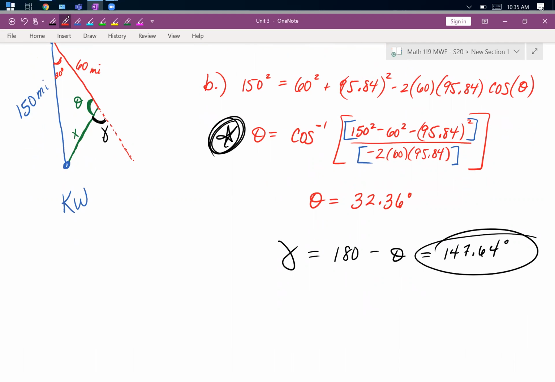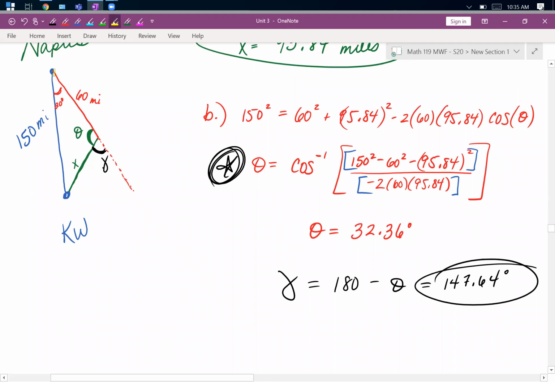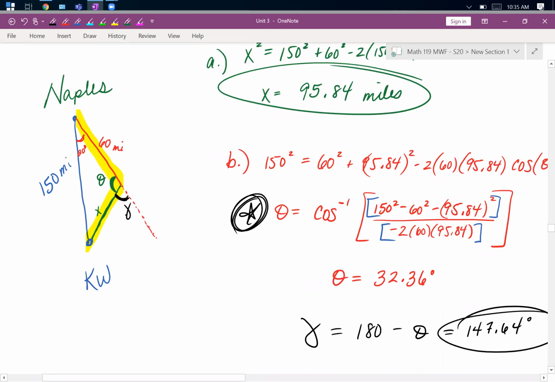I probably would have done it a little bit more directly. We now know that they traveled 60 plus 95.84 miles, so that'll give us our total distance. And all we need to do is divide by that 15 miles per hour to get the extra time. So you're not wrong, you're just doing it a little bit longer way, I think.